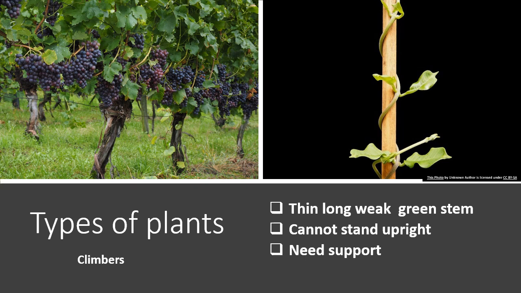Climbers are the plants which have thin, long, weak stems, and so they cannot stand upright. So what do they do? They climb on a support. Can you see this grape plant here? It cannot stand upright, so it climbs on a support and it's called a climber.